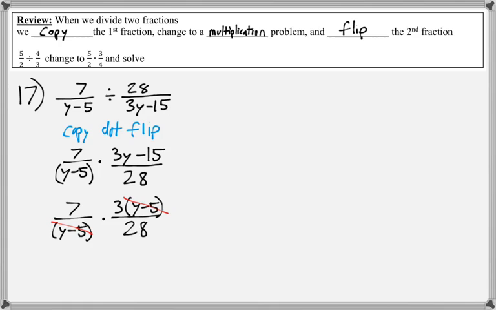And now this is a multiplication question, so the 7 and the 3, I do need to multiply those. That would be 21 over the 28 that's left over there. And then if I divide those both by 7, that will reduce to 3 over 4.